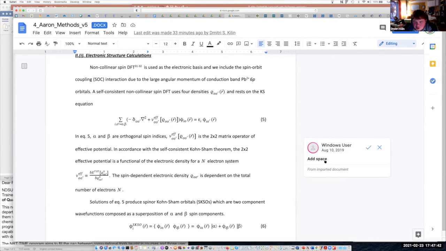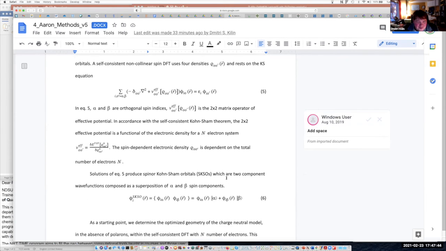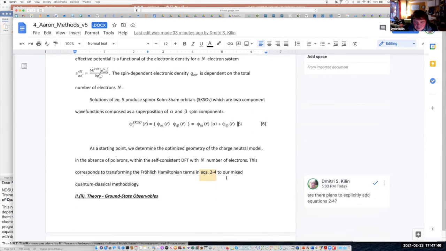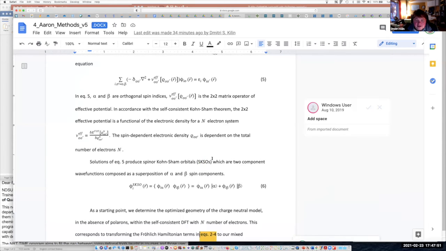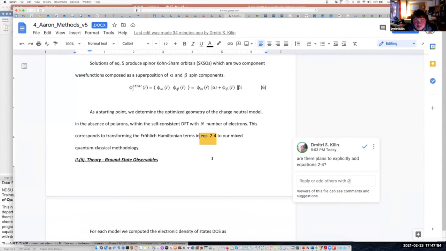An unknown Windows user suggested adding a space. I don't know who it is. I'm asking why it starts from equation 5 and whether the authors plan to mention equations 2 or 4 somewhere. I hope yes. And since one of the key aspects of the paper is polarons, some equations of their definitions could be mentioned.